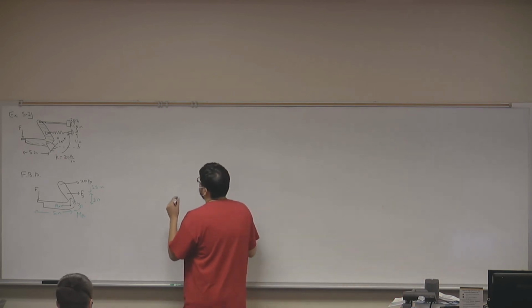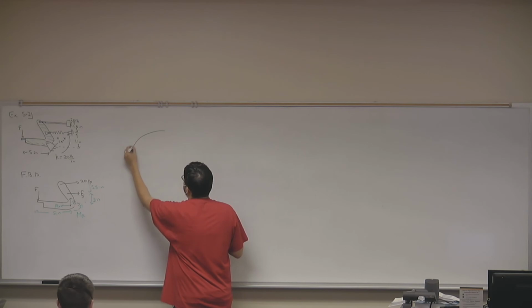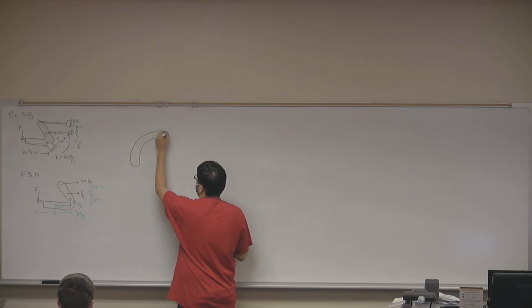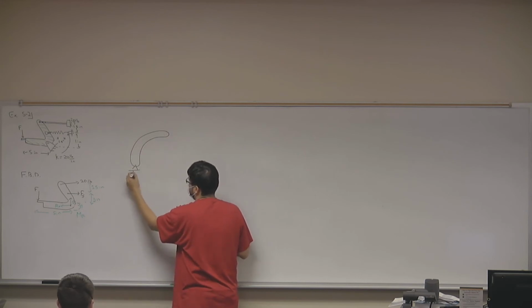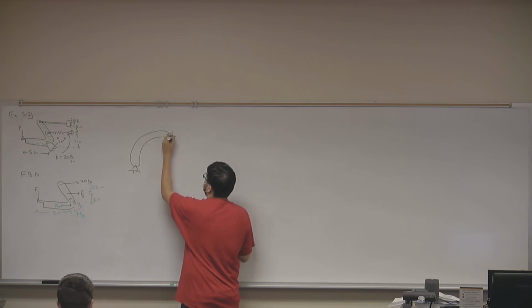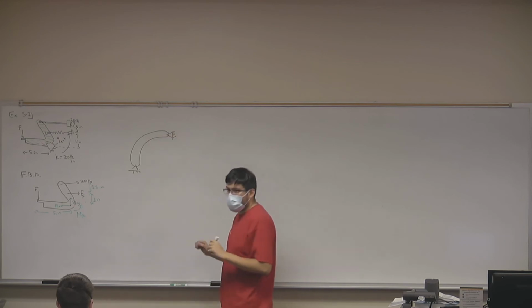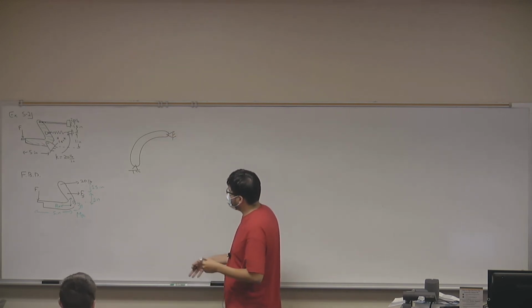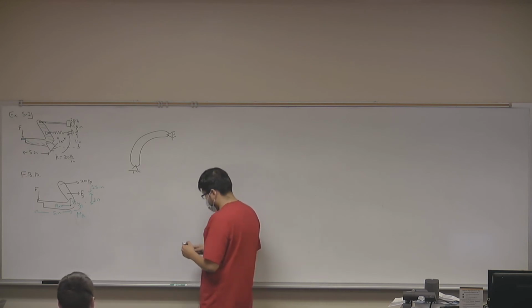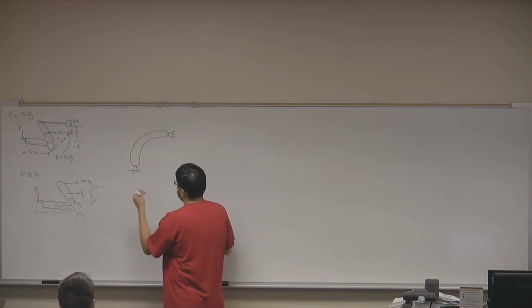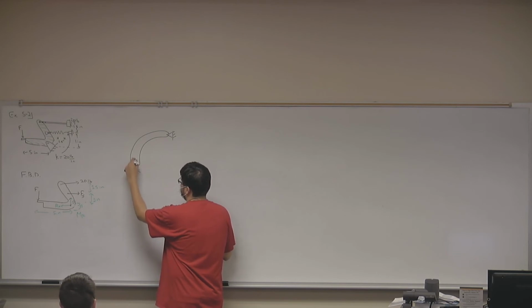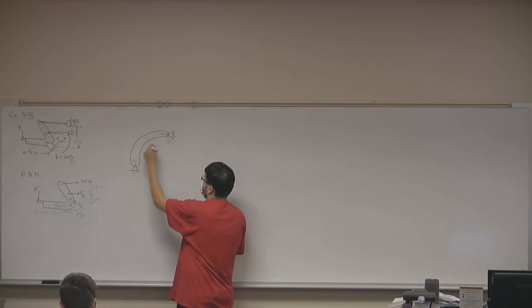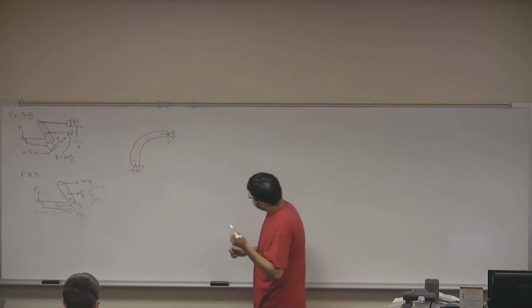If an object only experiences forces at 2 ends, we call that object a 2 force member. So let's say we have this object, neglect its weight, and this object only experiences a reaction force on this end and a reaction force on this end. What we have is a 2 force member.